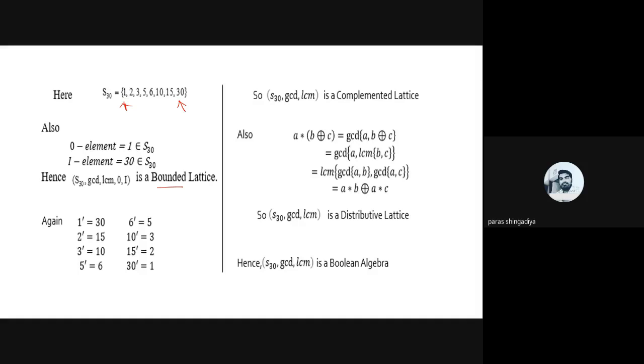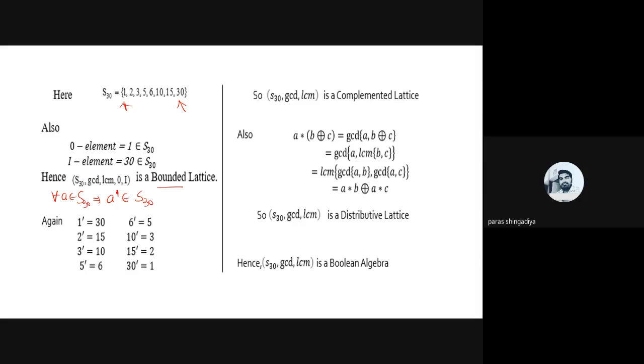Okay, so what we have to check is, let us say A dash is a complement of A. We'll check here that for every A belonging to L, A dash should exist in L again. You have to verify this to prove whether it is a complemented lattice or not. For every A belonging to L, what is L here? Let us consider S30. For every A belonging to S30, we'll check that A dash should exist, and that should be part of S30 again.